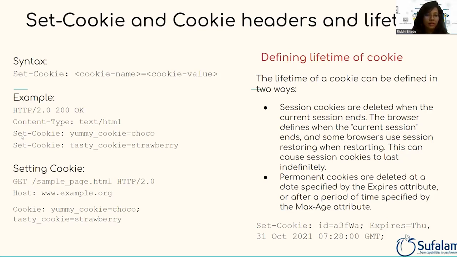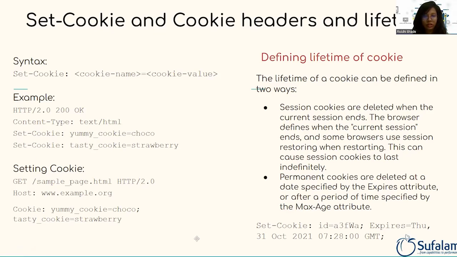response, and there each cookie is stored in multiple attributes. Every response might have one or more than one cookie. It will be stored as a key-value parameter. For example, yummy cookie equal to choco.